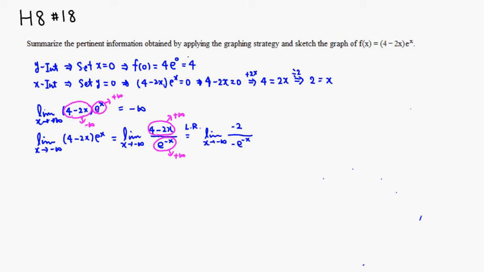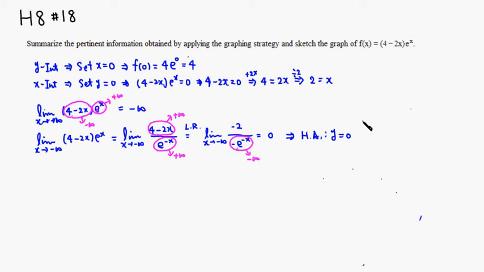Alright, then you can see that here, e to the negative infinity is going to be positive infinity. So with the negative sign, it's negative infinity. So negative 2 divided by a huge negative number would be dividing by a big number. It's going to approach 0. So this will give us a horizontal asymptote, which is y equals 0.